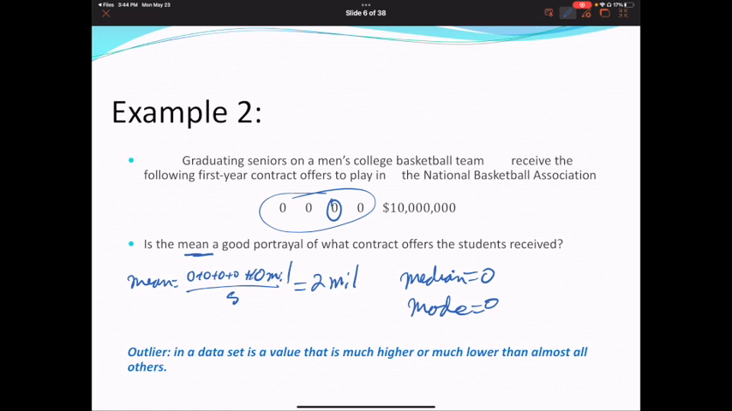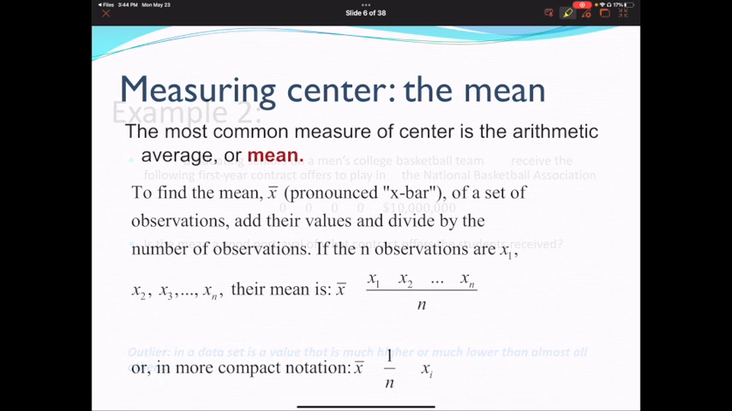$10 million is very far away from our norm, and so we would call this an outlier. An outlier in a data set is a value that's much higher or much lower than almost all the others, and tends to skew our mean, but it doesn't affect our median and our mode.